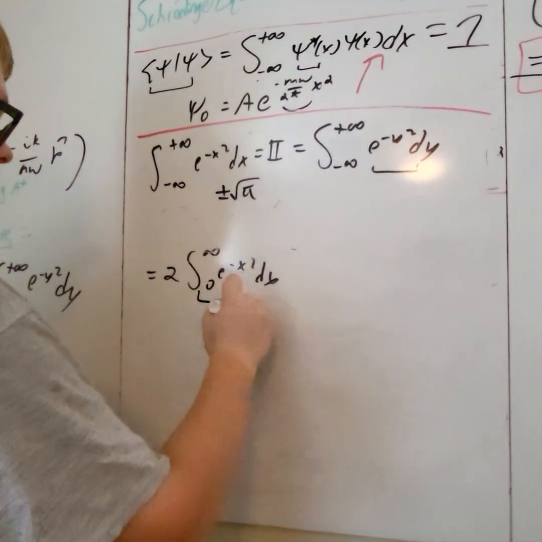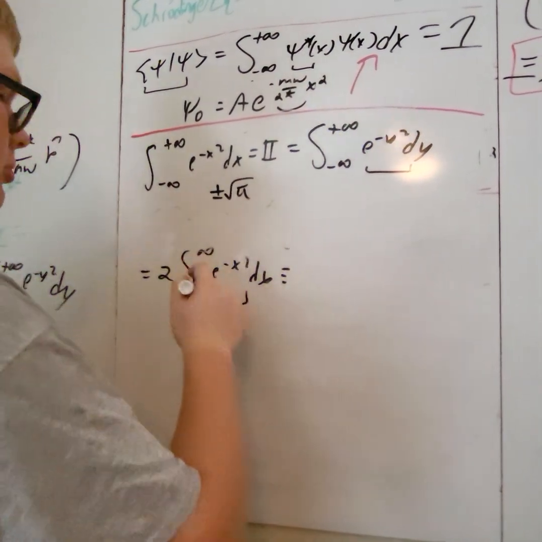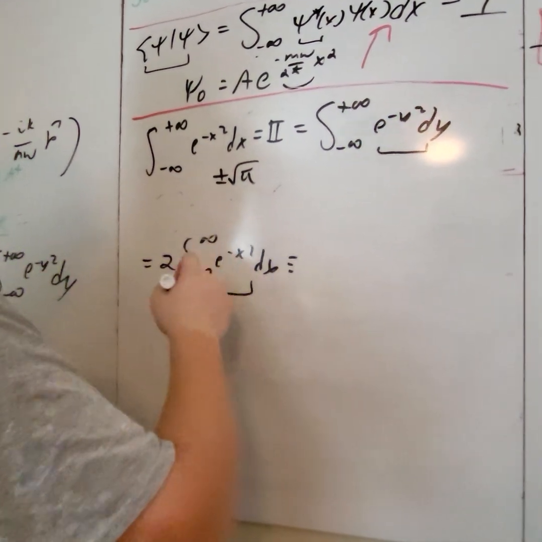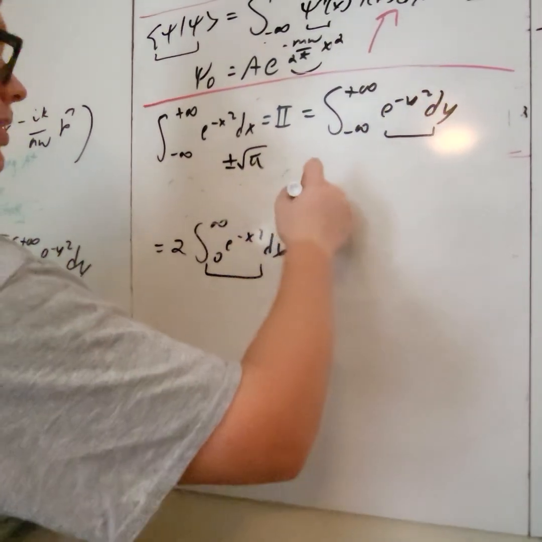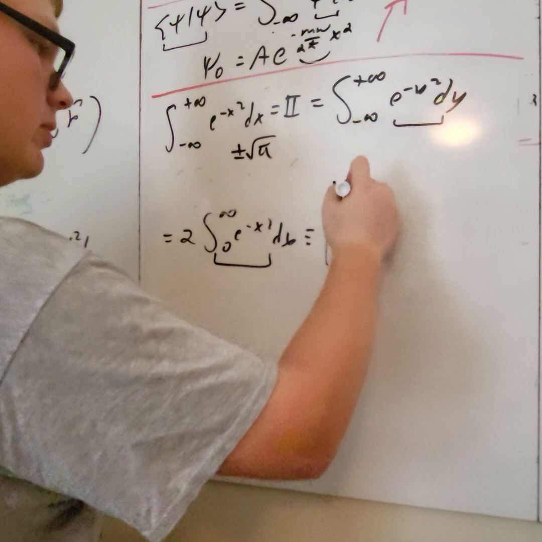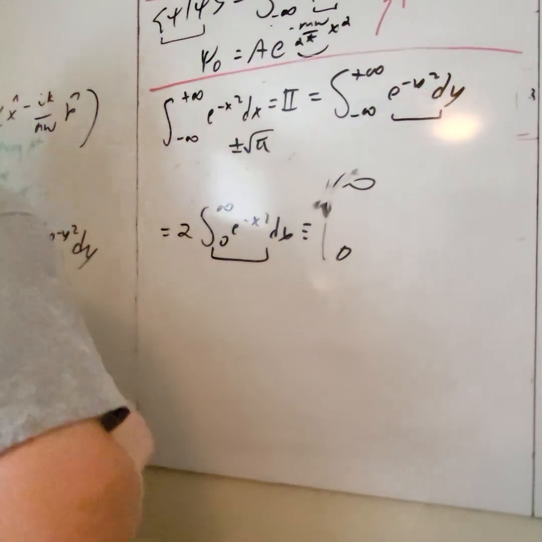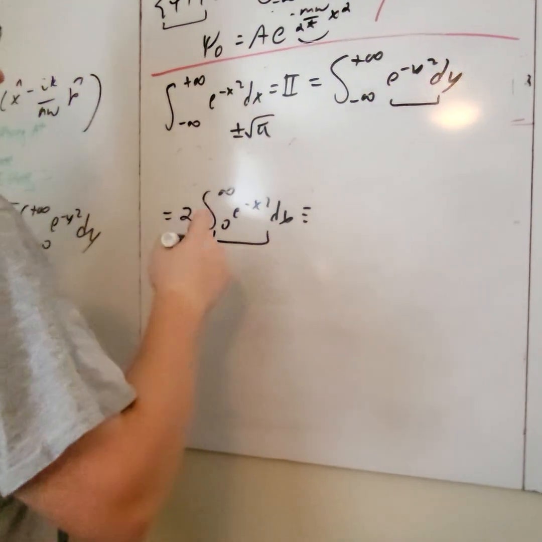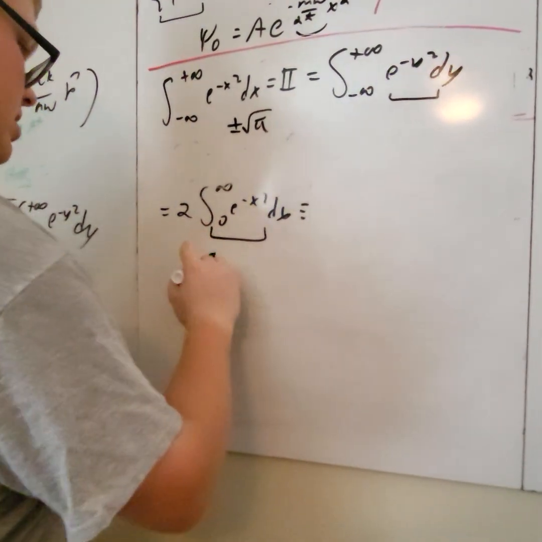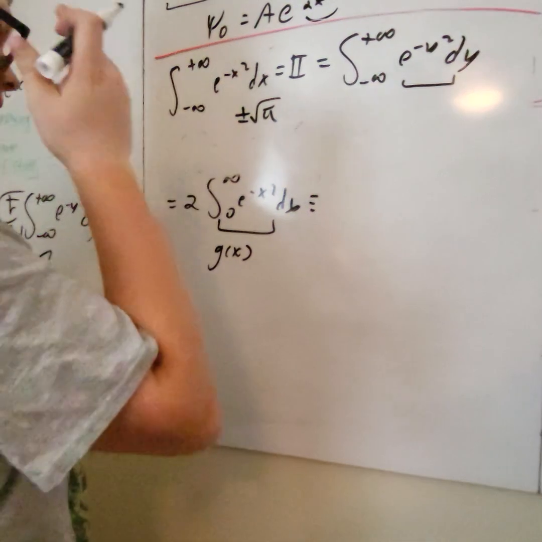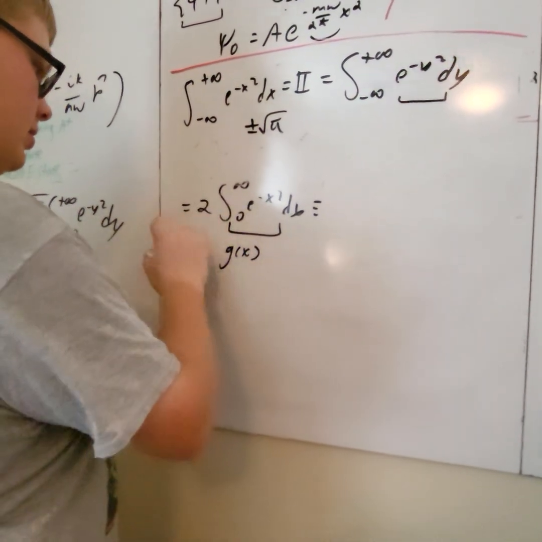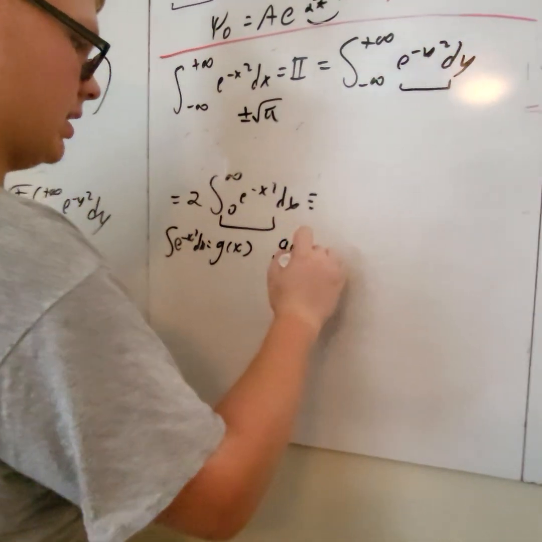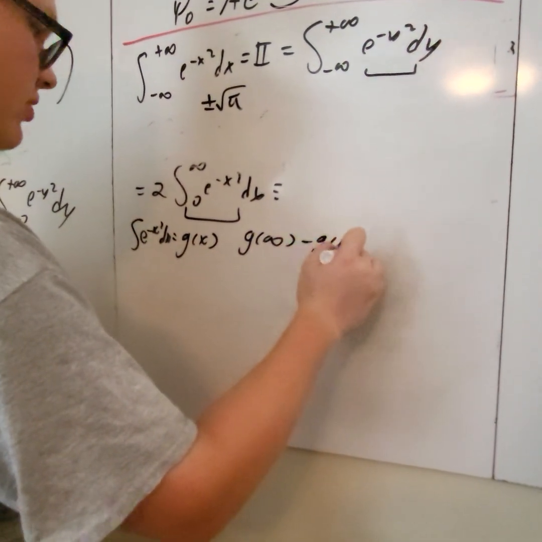So really, this is just before you perform the definite part of the integral. I need to stop using my finger. This will just be a function g of x, and then you'd perform g of infinity minus g of 0.